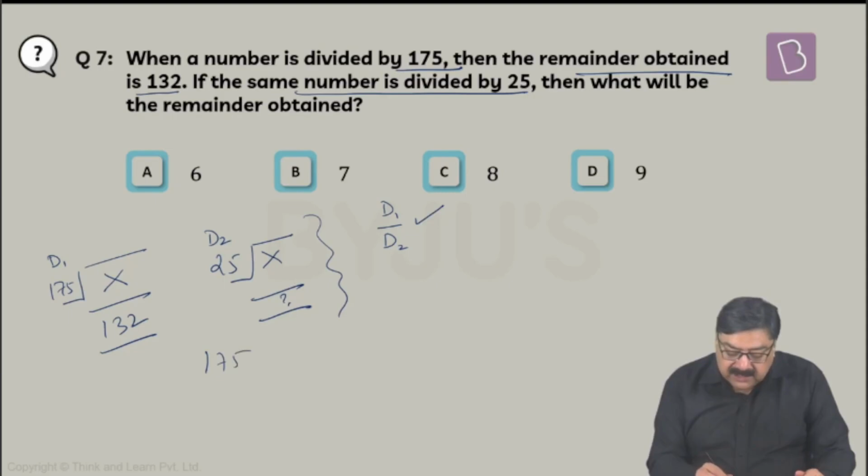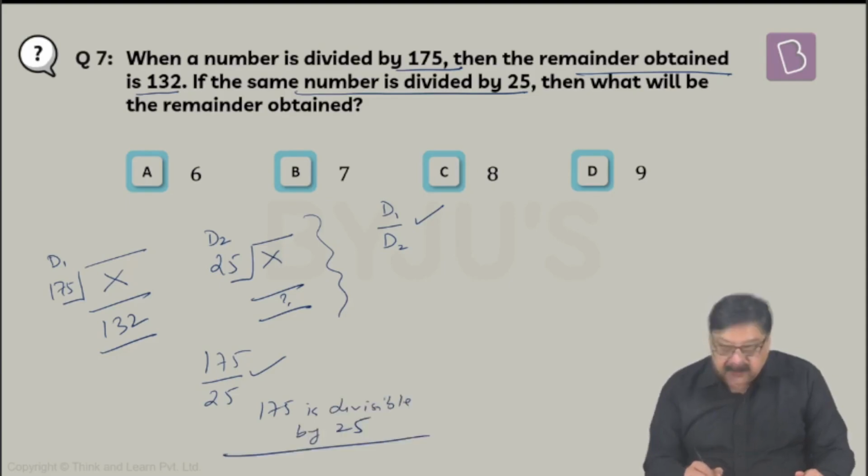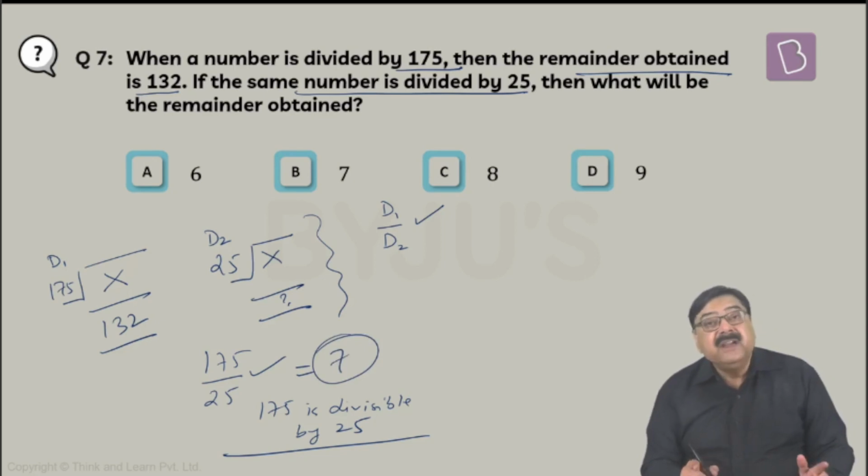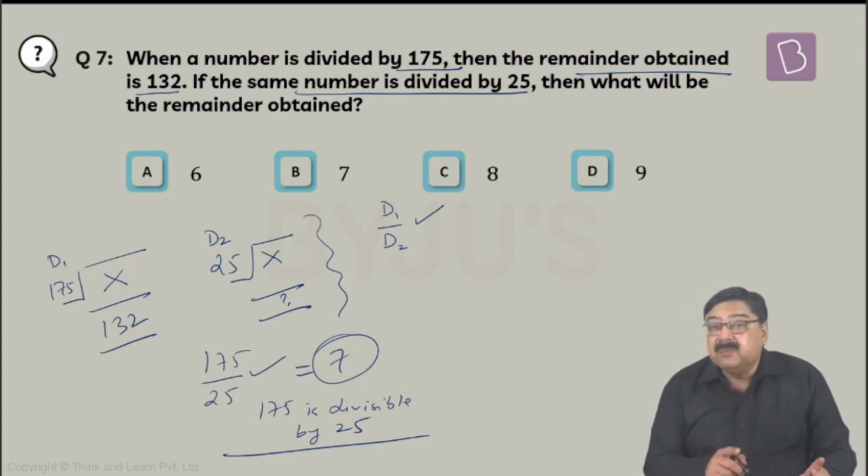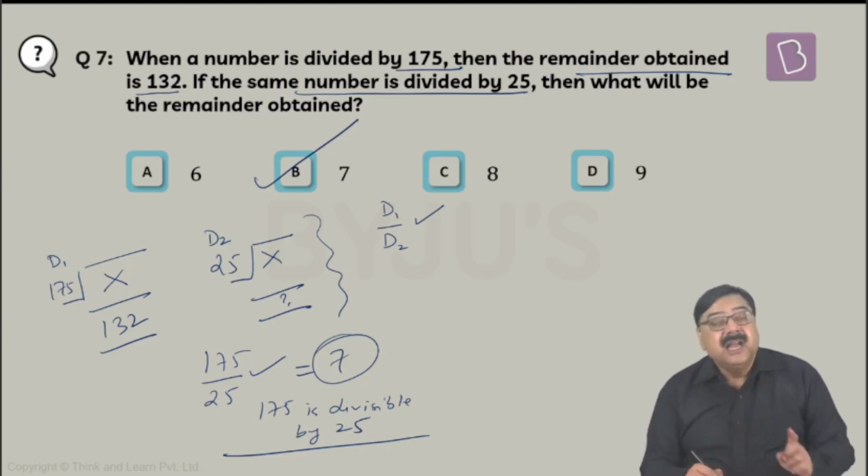So now we know that 175 is divisible by 25. So as 175 is divisible by 25, we shall divide 175 by 25. So on dividing 175 by 25, we get 7. 25 sevens are 175, and that will be the remainder when you divide this number x by 25. So choice B here is the correct answer. I'll give you another instance for this, another example.